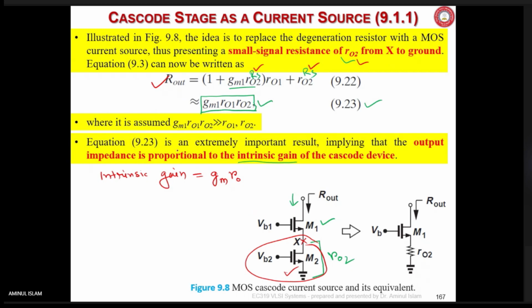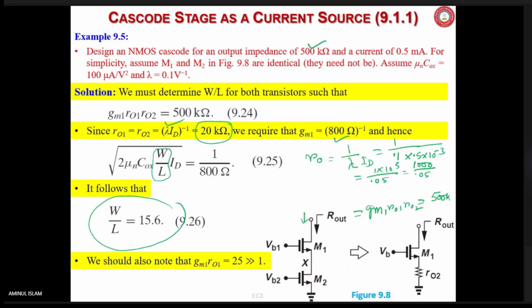So what is written here, see that equation, this 9.23 is an extremely important result, implying that the output impedance is proportional to the intrinsic gain of the cascode device. Intrinsic gain is nothing but gm RO.